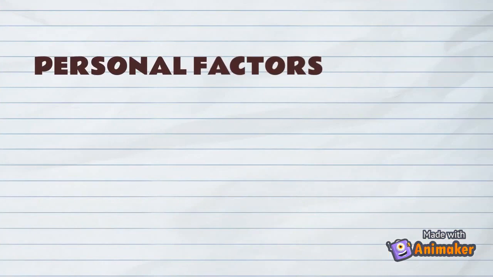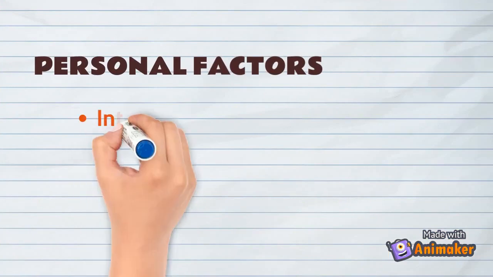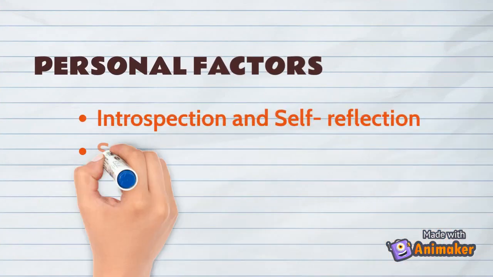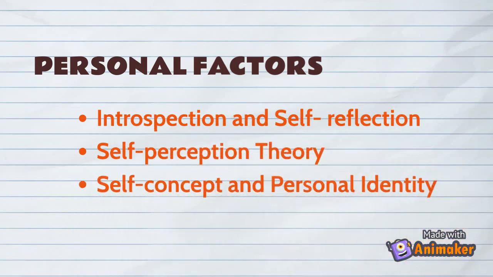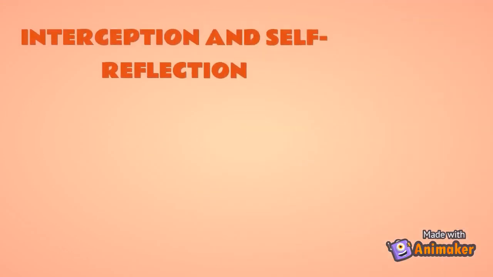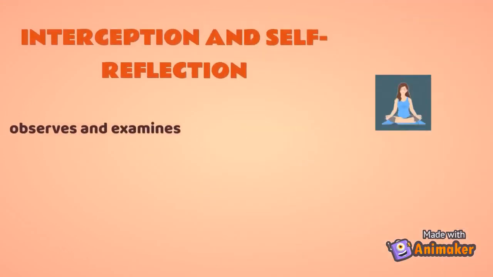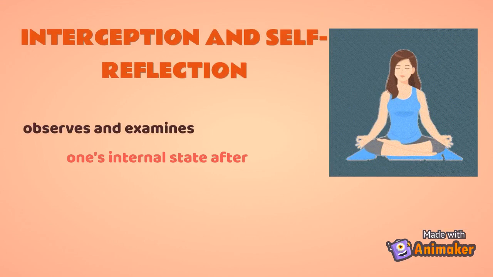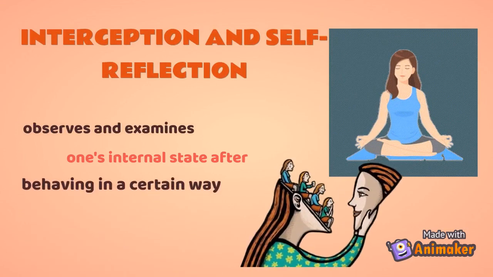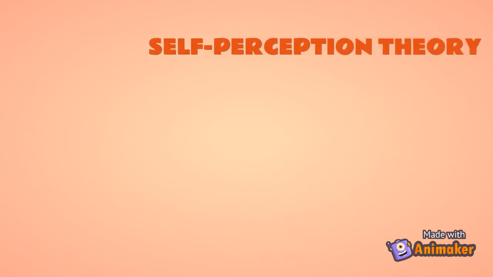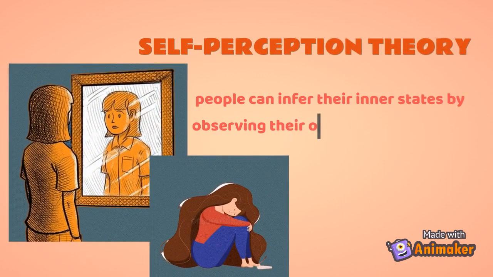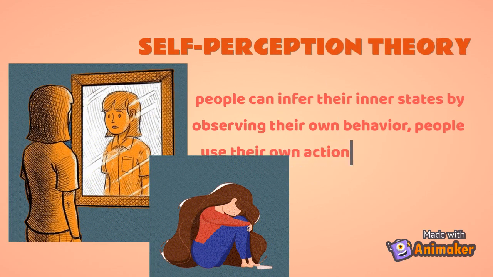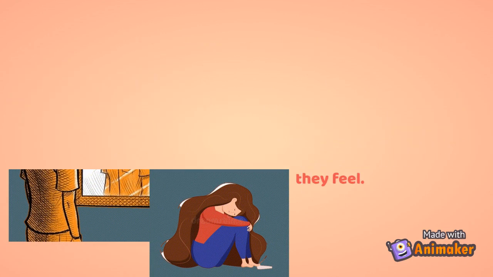The first one is personal factors. Under the personal factors, there are introspection and self-reflection, self-perception theory, self-concept, and personal identity. Introspection and self-reflection: people observe and examine one's internal state after behaving in a certain way. Self-perception theory: people can infer their inner states by observing their own behavior. People use their own actions to infer what they feel.